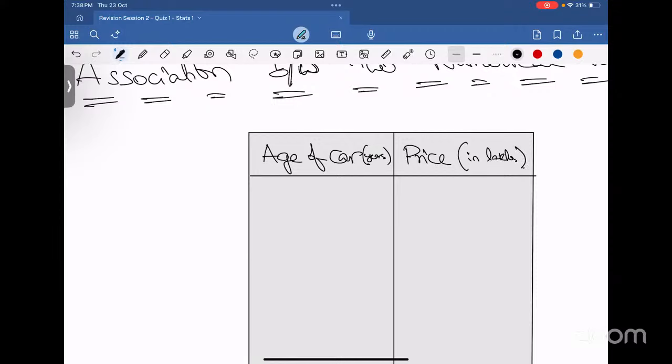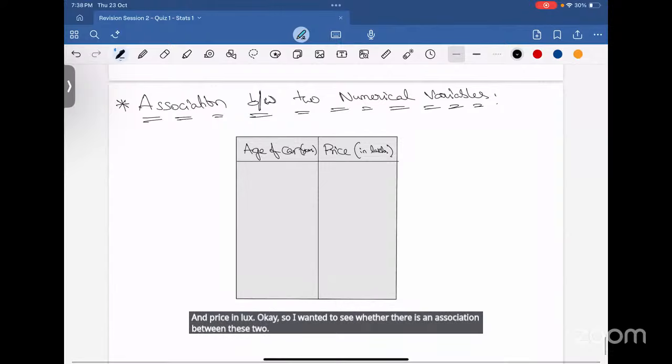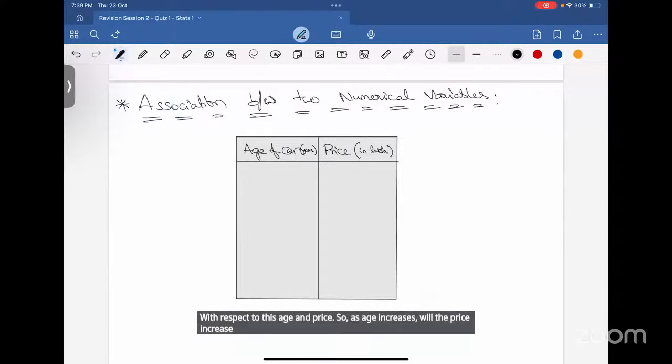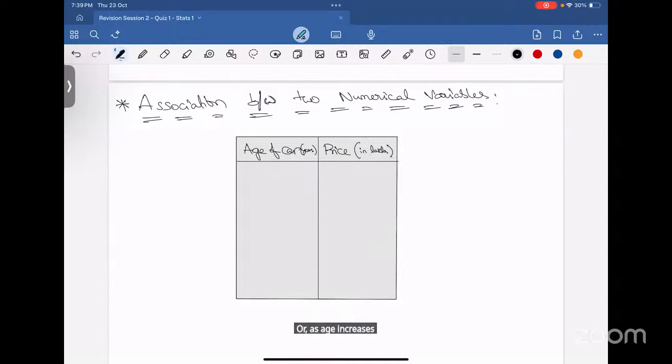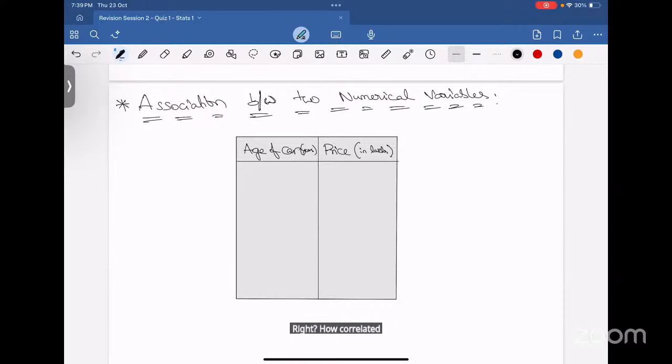So I wanted to see whether there is an association between these two. Association is like, is there any positive relation or negative relation between age and price? As age increases, will the price increase? Or as age increases, will the price decrease? Given the age, can I say something about price or not? That is what association is basically, right? How correlated these two features are.